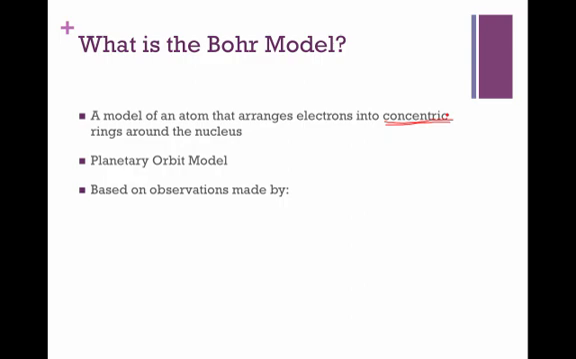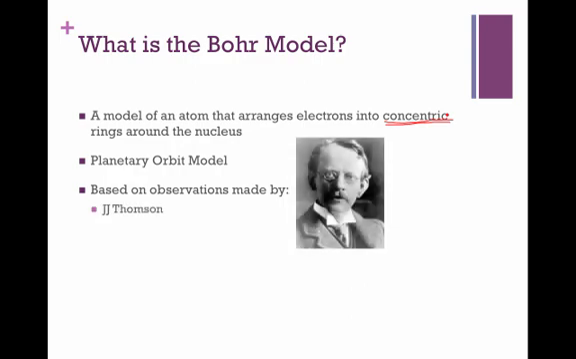This model then was put together based on observations made by a bunch of different scientists, ending with Bohr, not necessarily starting with him. J.J. Thomson was the first person to start finding subatomic particles. He discovered the electron itself, and that's how Bohr was able to put electrons into his model.